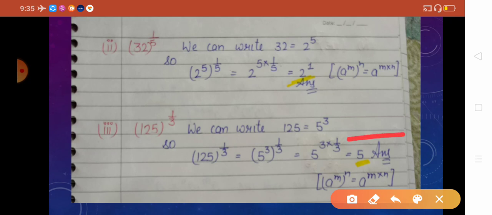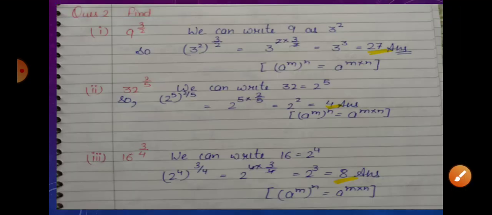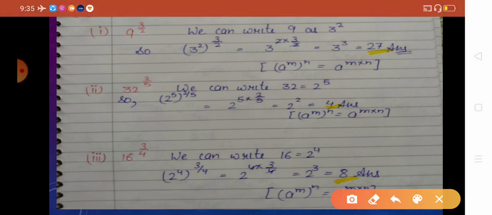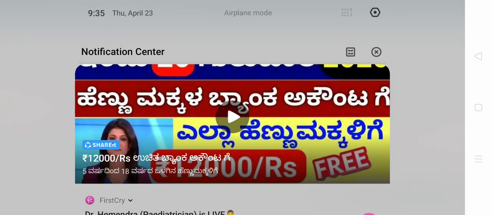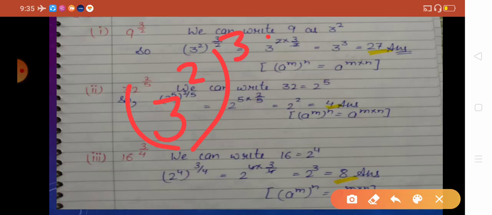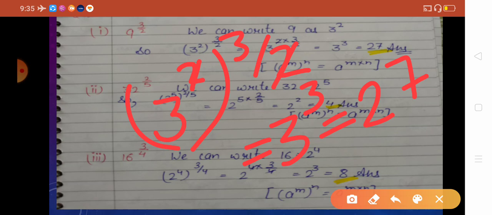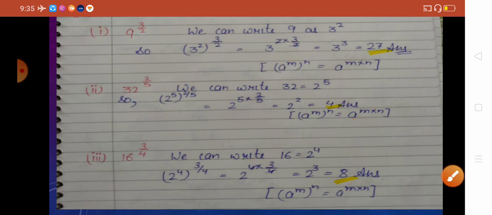Now the next one is second question. Find the value of 9 raised to power 3 by 2. So we can write 9 as 3 square. So in place of 9 we can write 3 square, and we are given the power 3 by 2. So 2 and 2 will cancel each other and we will get 3 raised to power 3. So 3 raised to power 3 is equal to 27. So our answer is 27.